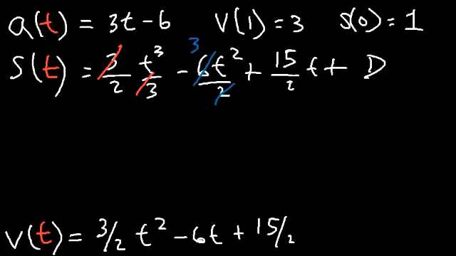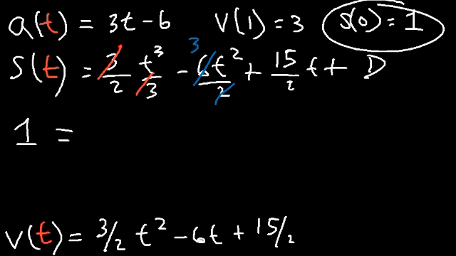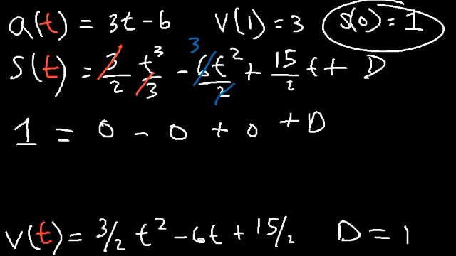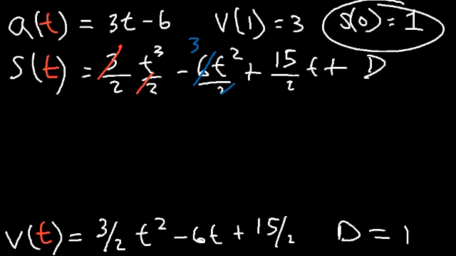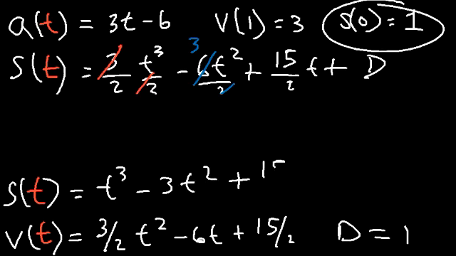So now let's use this. So s is 1, and t is 0. So 0 minus 0 plus 0 plus d. So we can see that d is 1. So therefore the position function s of t is going to be t to the third minus 3t squared plus 15 over 2t plus 1.